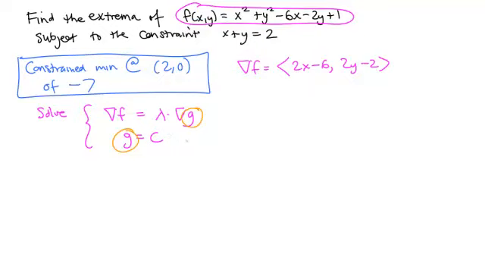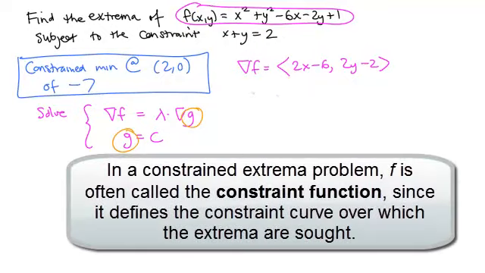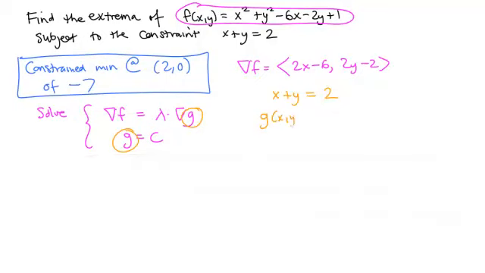Well, g is simply the constraint equation. Now notice that our constraint equation is x plus y equals 2. If we were to set g of x y to be the left-hand side of this, x plus y, then we see that our constraint is nothing more than the equation g of x y is equal to 2. It's the level set of the function x plus y. So we can take the gradient of g, this particular function, and come up with (1, 1).